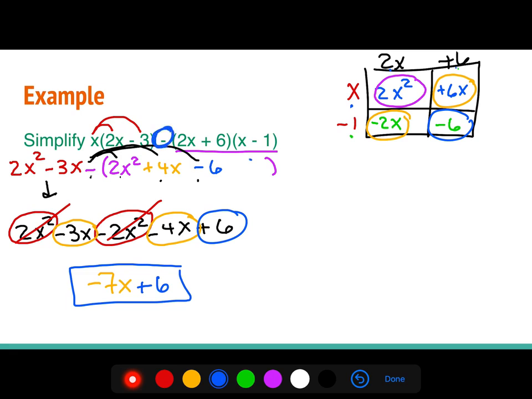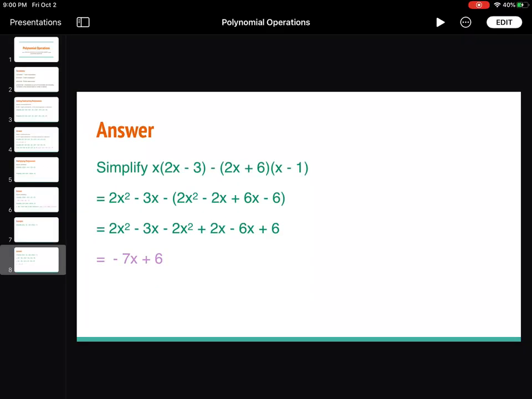Again, I distributed because there was an x in front. I multiplied out the two parentheses. I used the box, but you can just distribute. And then I went back and distributed the minus or subtraction sign in here. And then combine like terms.